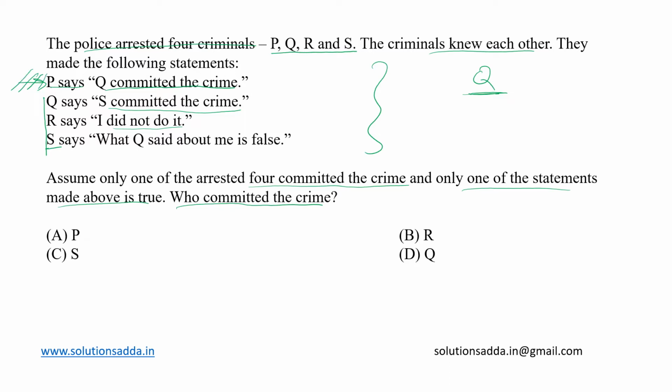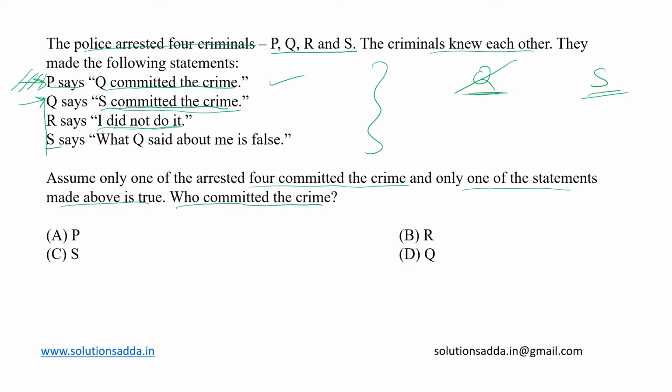So now we shall go at Q and we'll assume this time that Q is speaking the truth and the other 3 are not speaking the truth. So we shall take negation of other 3 statements now. Q is saying that S committed the crime. So now we shall assume that S is the criminal and we shall see that other statements are supporting it or not. P says Q committed the crime. Negation, Q has not committed the crime. Yes, that supports our claim.